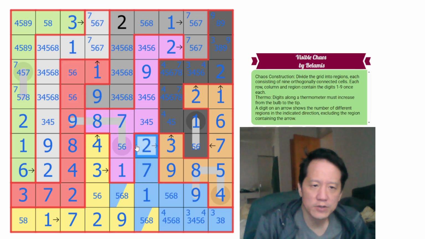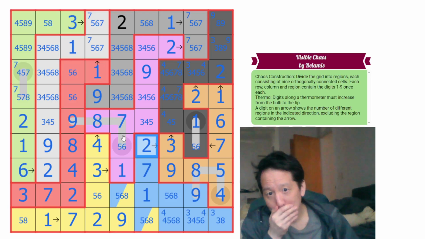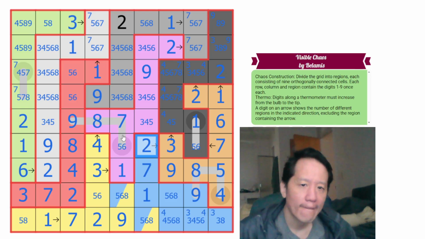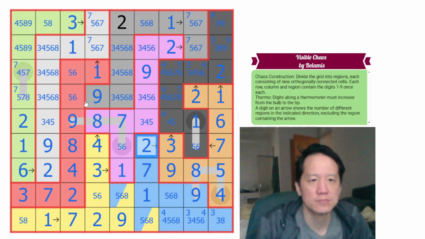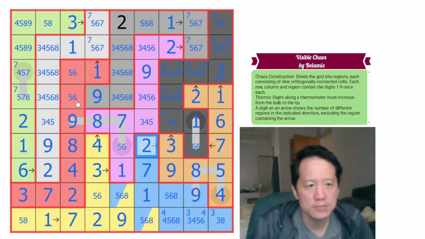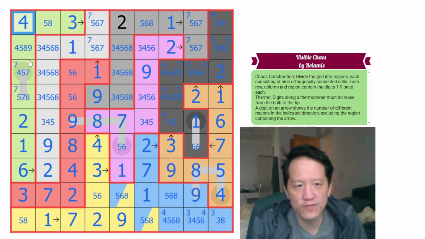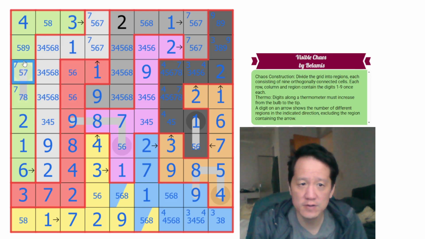Okay, what else do we know? Where is the 4 in row 1? It can only be here. So this is a 4, which means this can't be 4. This can't be 4, which means this can't be 5.